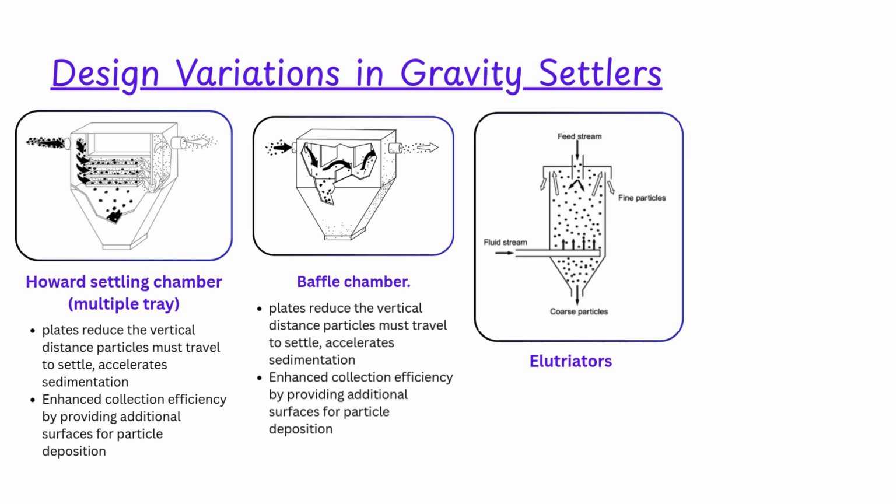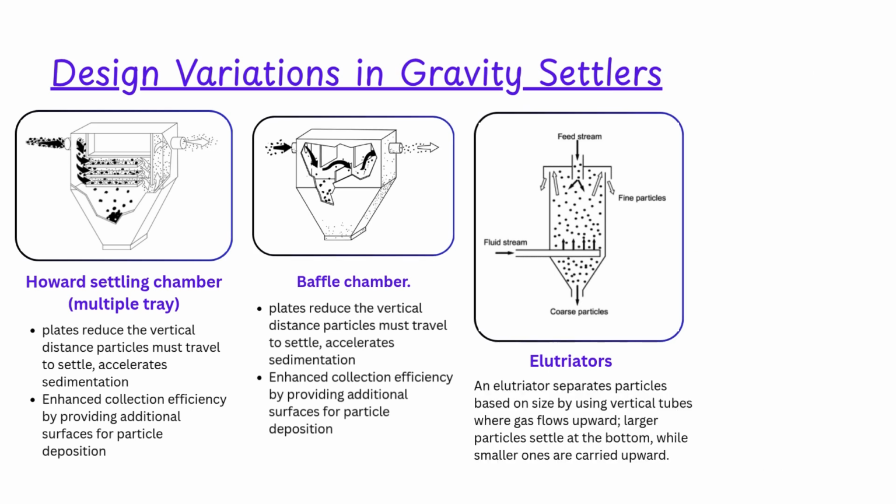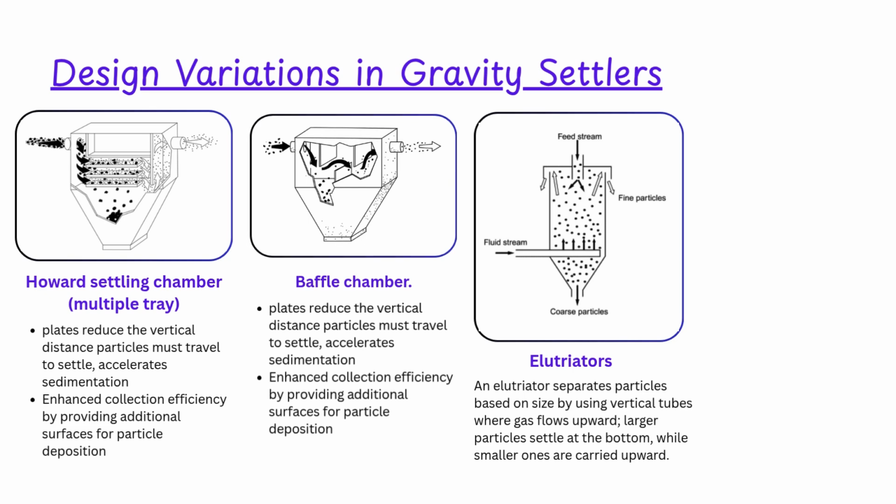Elutriators move air upward to remove lighter particles. An elutriator is a slight modification of the gravity settler. The unit consists of one or more vertical tubes or towers through which the dust-laden gas passes upward at a given velocity. The larger particles that settle at a velocity higher than that of the rising air are collected at the bottom of the tube, while the smaller particles are carried out the top.